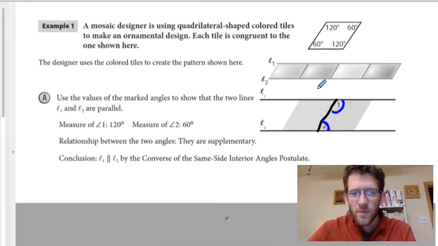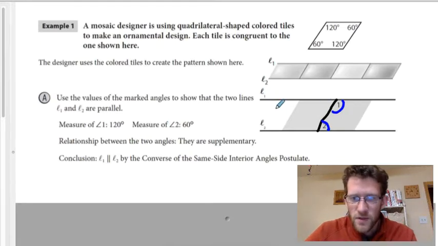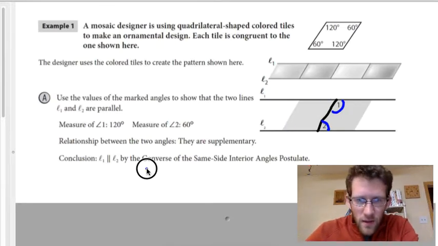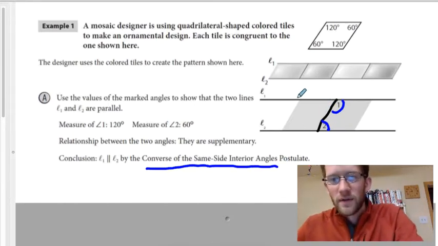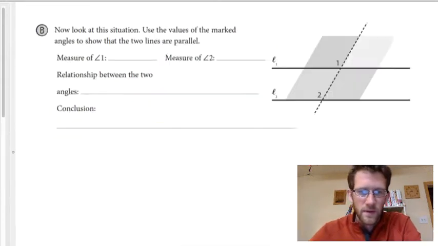Well, they're supplementary. So therefore, we can say that these two lines are parallel using the converse of the same side interior angle postulate. Because they're same side interior angles, they're supplementary, therefore these lines are parallel. All right, now we'll try this one. Same sort of deal.